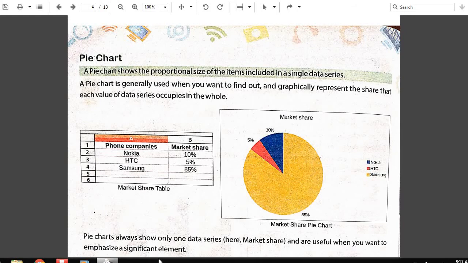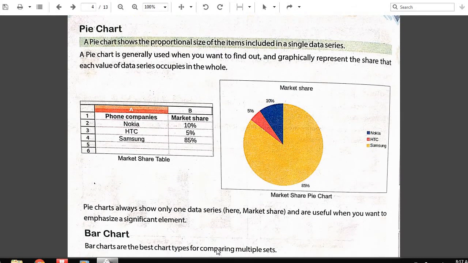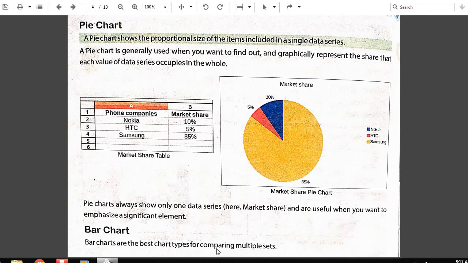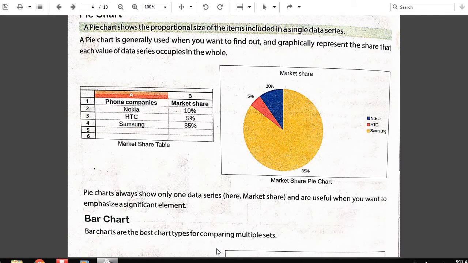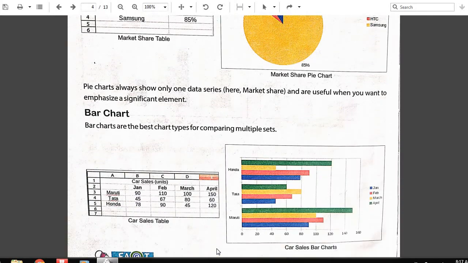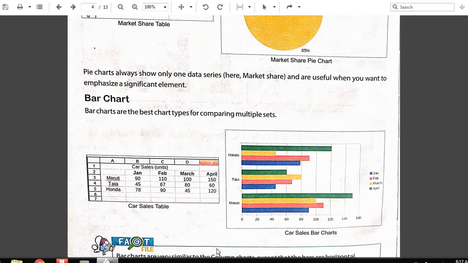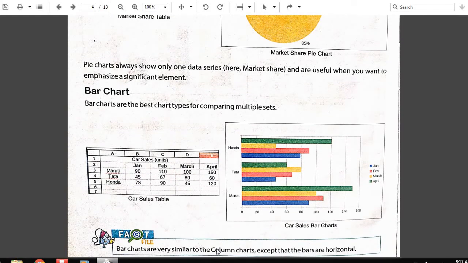So remember, a pie chart will show only one data series. Here it is showing the market share of different phones. Accordingly, we will choose the type of chart as per the data we want to represent. Now the bar chart: you can see it is quite similar to the column chart. Bar charts are the best for comparing multiple sets, when you want to compare many things.